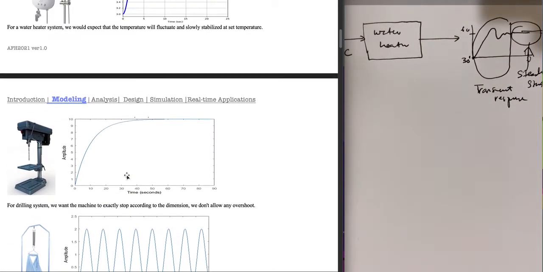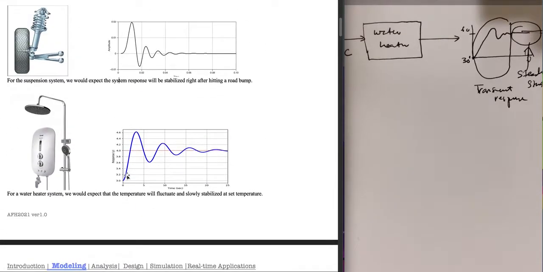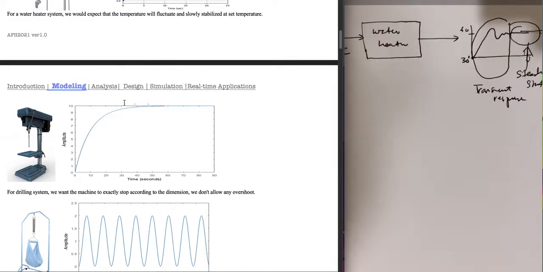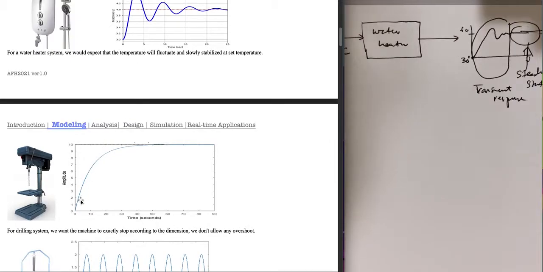For the third one, different examples will produce different responses. For suspension, we want the system to come back to the original position, the equilibrium position, and for the temperature we set, we need the system to regulate to the desired temperature. For a drilling system, we don't want the system to overshoot, because if we set a certain depth of the hole that we need to drill, the drill will slowly reach that point without any overshoot. So it will slowly go, then stop and stabilize at that.